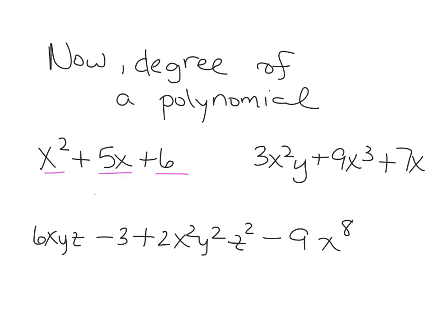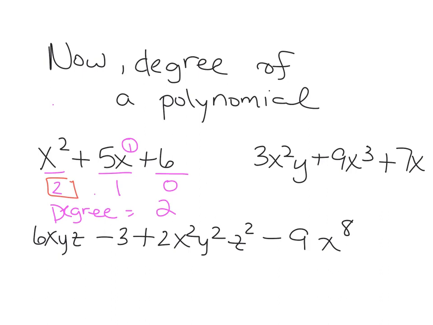So what we're going to do is find the degree of each of those monomials that make up that trinomial. If you look at x squared, the degree is 2. 5x, there's an imaginary 1 here, so the degree of that monomial is 1. And 6 doesn't have any exponents, so its degree is 0. But that doesn't mean we add up these degrees. The degree of the polynomial is whichever number is the highest. So the degree of this polynomial is 2, because 2 was the highest degree.